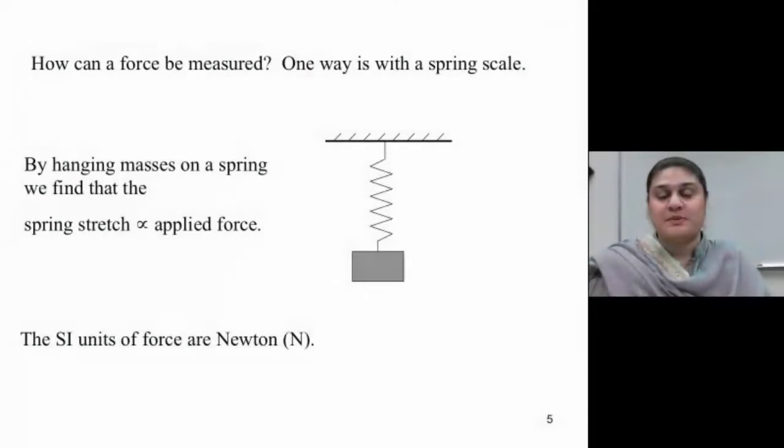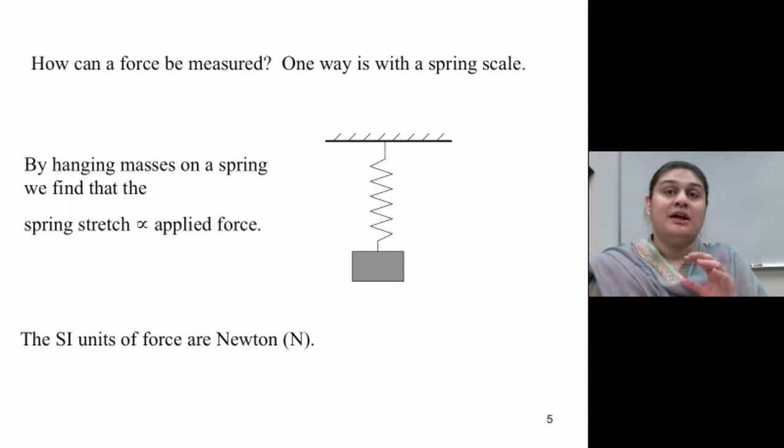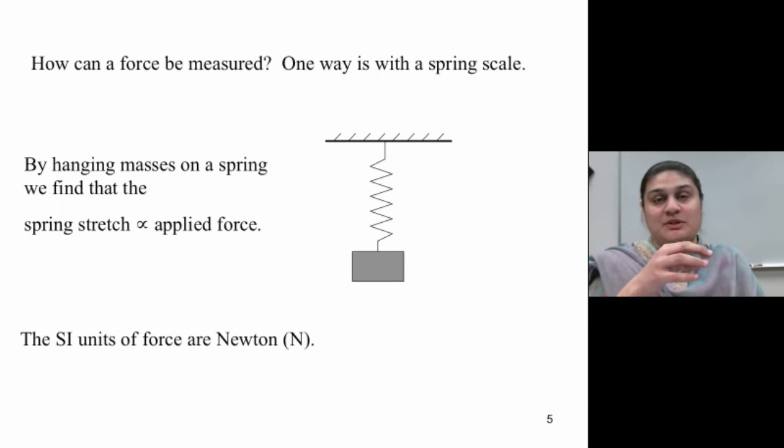So how can a force be measured? Well, one simple way of doing this is by a spring scale. By hanging the masses on a spring, we find that the stretch of the spring is proportional to the applied force. So as you keep increasing the mass more and more, the spring will stretch more and more. Another important thing to remember is that the SI units of force are newtons. We will talk about this again.